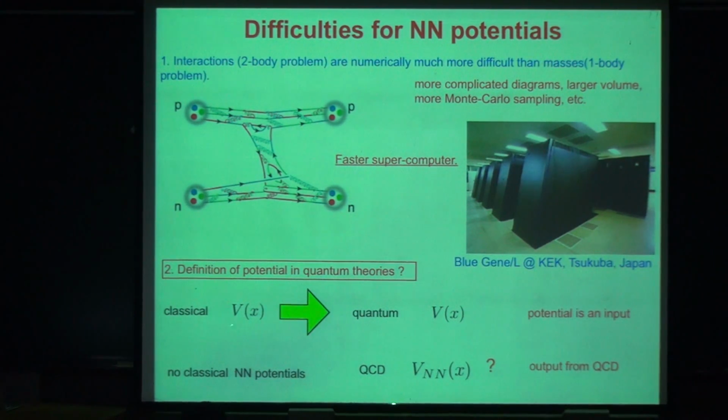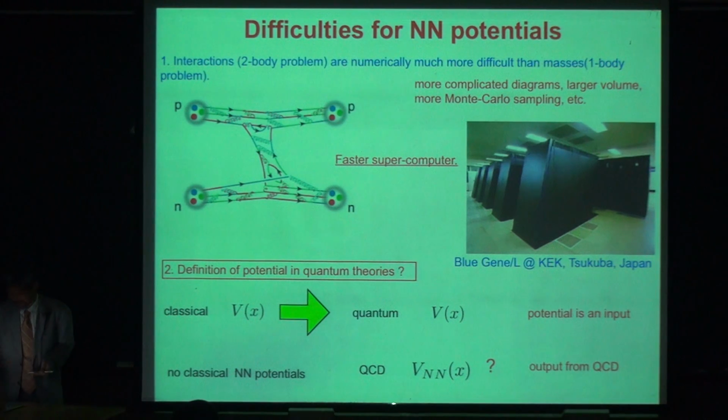As you learn in classical mechanics, we know what the potential is. Then, if we quantize this system, we just use the same potential for quantum mechanics and calculate things. So in that sense, the potential is input. However, in the case of the nuclear potential, there is no classical NN potential at all. So the question is, what is the NN potential in QCD? This must be the output from QCD. So we have to define it. That is the most difficult part of this kind of problem.